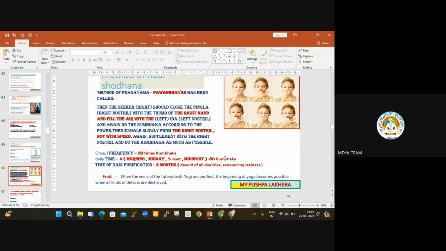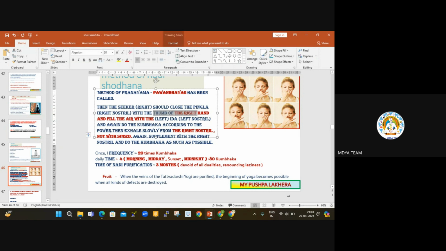First, one needs to take the breath. The seeker, meaning the person, how will they do the breath procedure? First he needs to take the breath through the Pingala Nadi. Okay, sorry, he needs to close the right nostril and take the breath from the left nostril. Press your thumb on the right nostril and fill up the air through the left nostril.